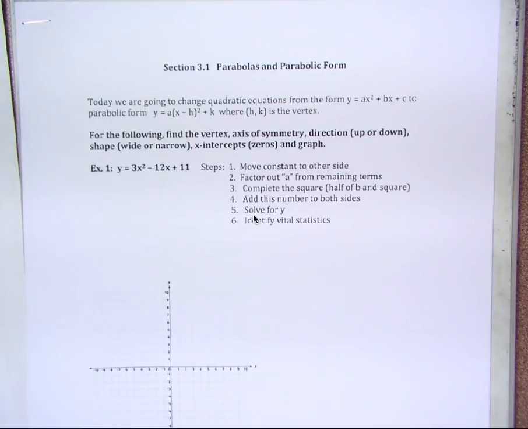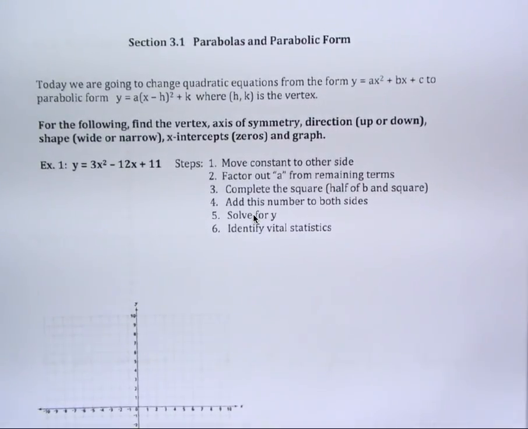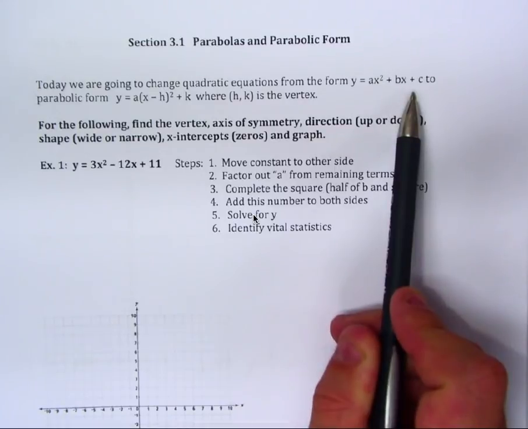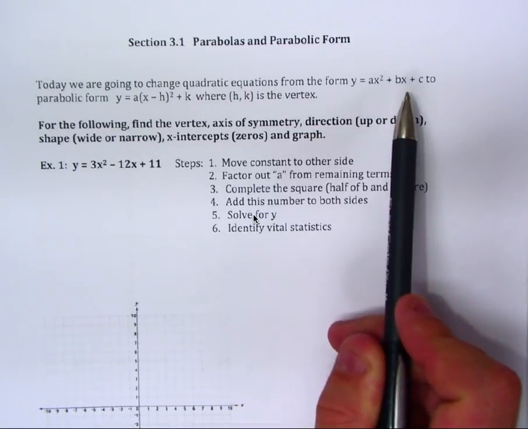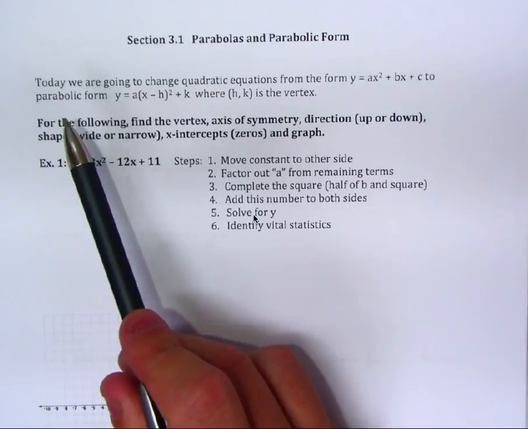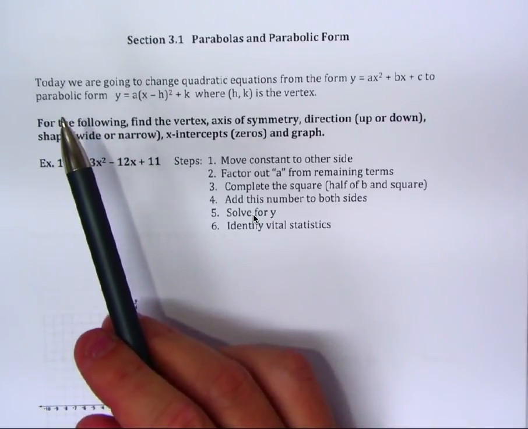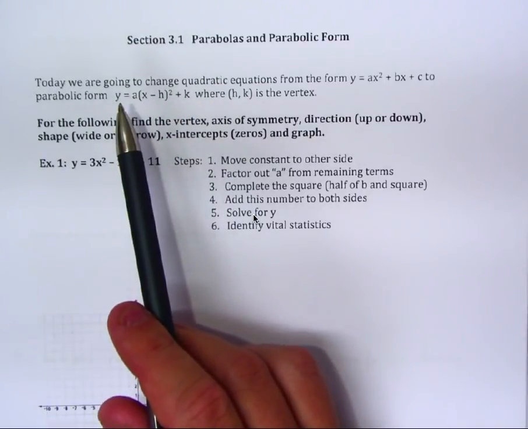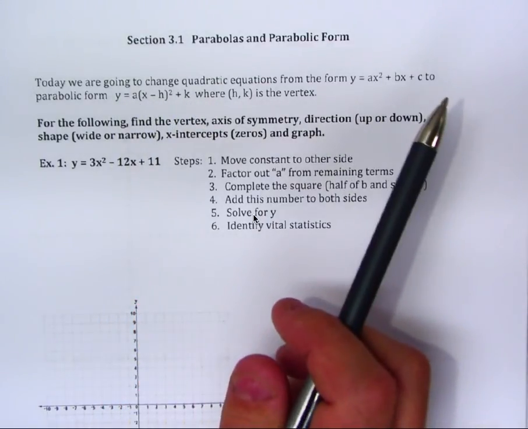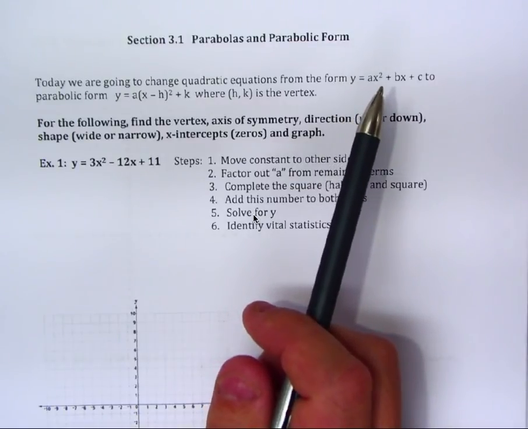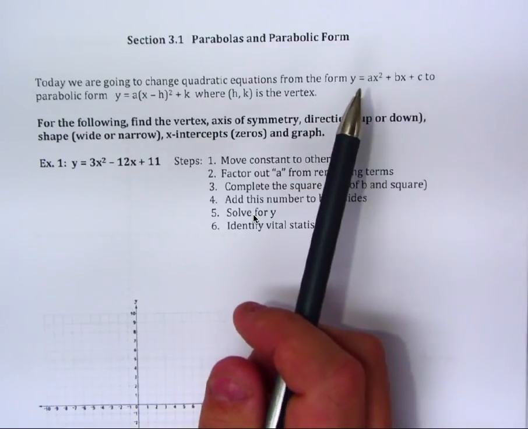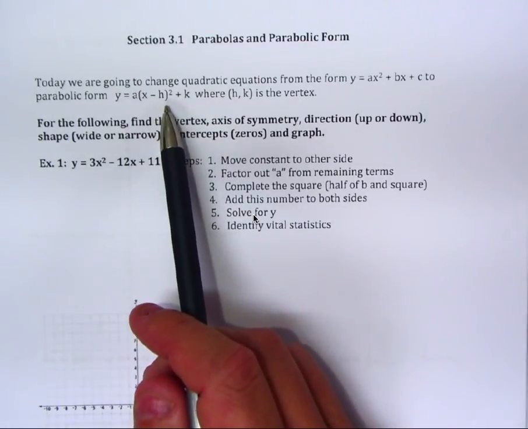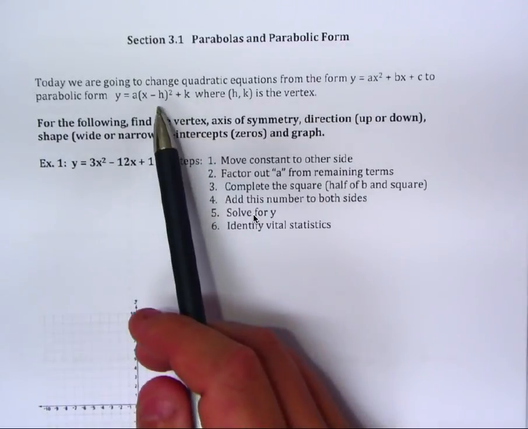Well, today's lesson is essentially taking a quadratic equation from this form right here, which is what you guys are more familiar with, and putting it into what's called parabolic form, or standard form for a parabola. So parabolic form looks like this right here. Part of today's lesson is taking equations that look like y equals ax squared plus bx plus c, equations you're familiar with, and converting them to this form. And the question that comes up is, why are we going to convert from here to here?